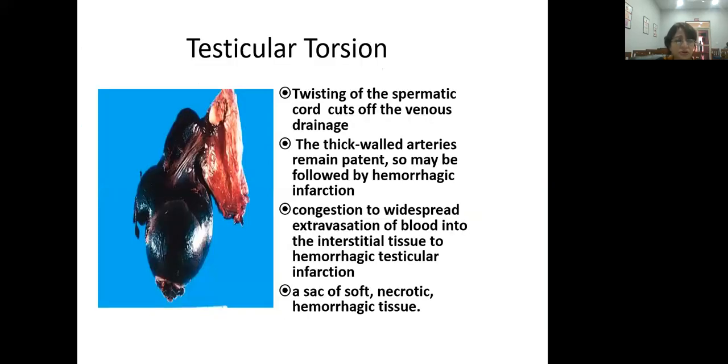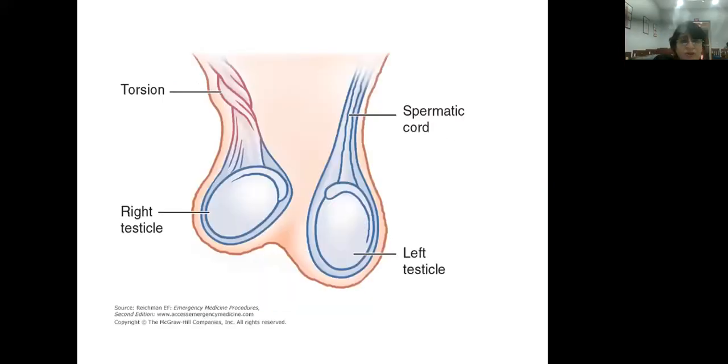This is testicular torsion. You can see that the testes has become gangrenous. Torsion usually occurs at the spermatic cord. This is the left testicle, this is the right, this is the spermatic cord. Torsion happens at this area. When torsion occurs, the blood supply will be cut off. When the blood supply is cut off, there is going to be gangrene.